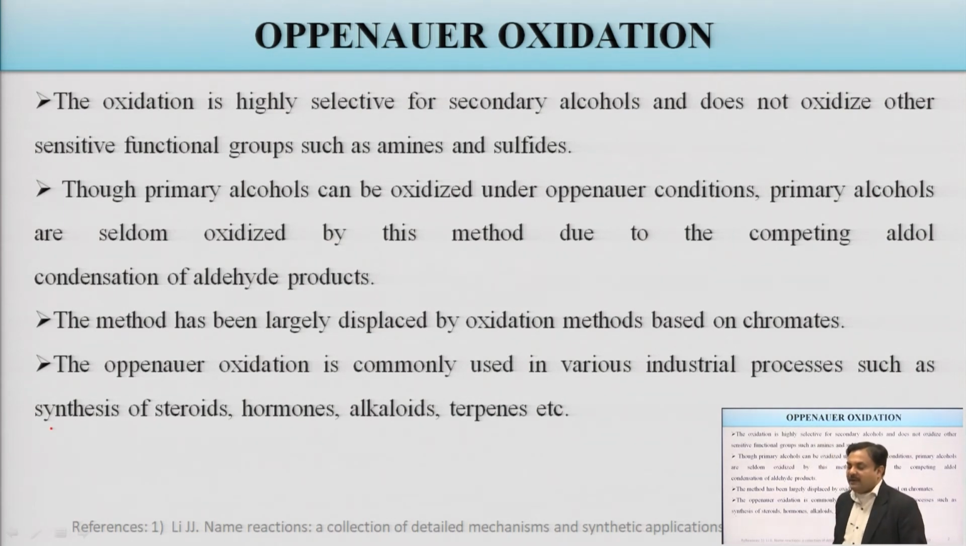The method has been largely replaced by oxidation methods based on chromates. There are eight or ten methods for the oxidation of alcohols. One important method is using chromates as an oxidizing agent. Chromate is a very powerful oxidizing agent, but Oppenauer oxidation is preferred as it provides a more specific oxidation of secondary alcohols. The Oppenauer oxidation is commonly used in various industrial processes such as synthesis of steroids, hormones, alkaloids and terpenes.